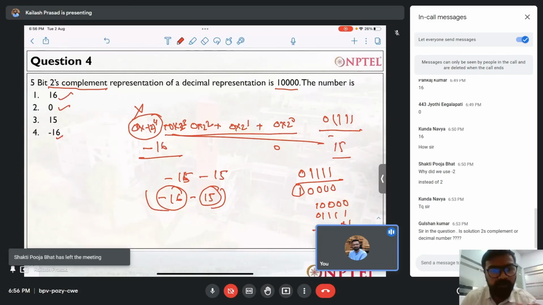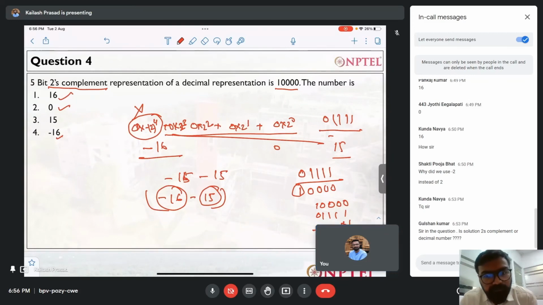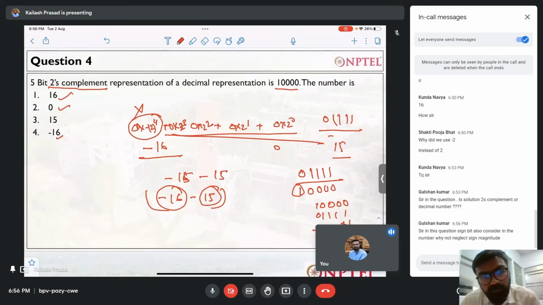Okay, so whenever you want to represent any negative number, you have to go with any of these representations. For a positive number, you do not have to worry about anything. In sign magnitude representation, if you want to represent minus 16, then how? We cannot represent it in 5 bits, right? You require 6 bits there.